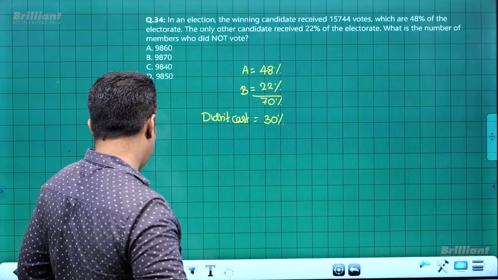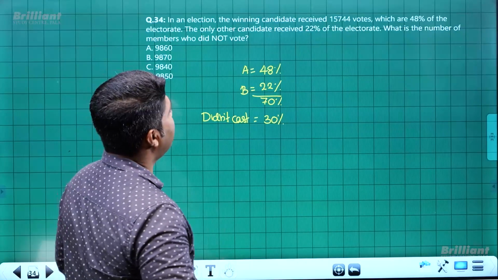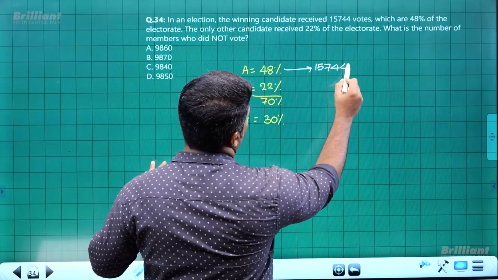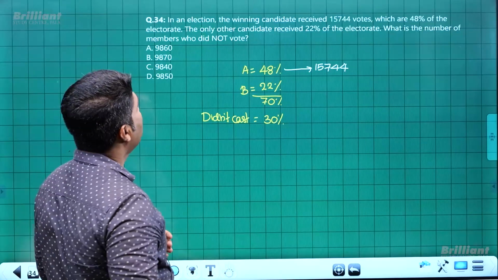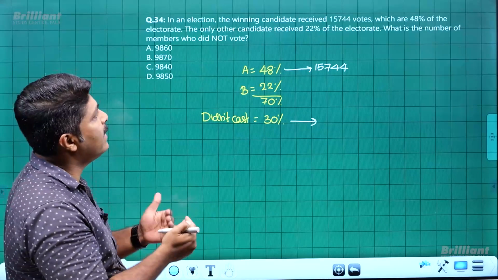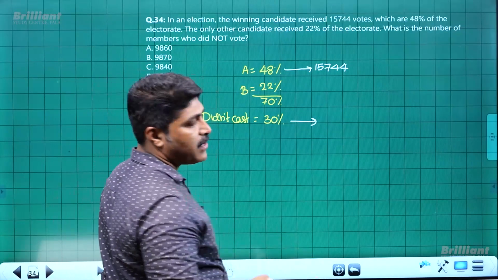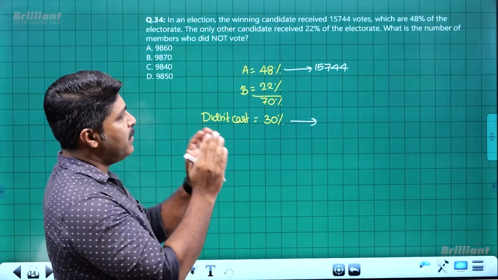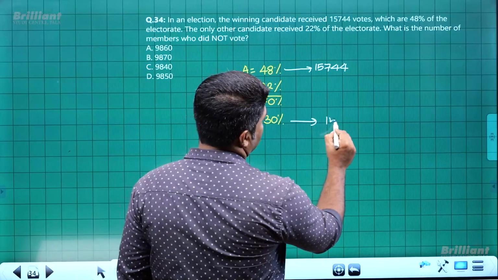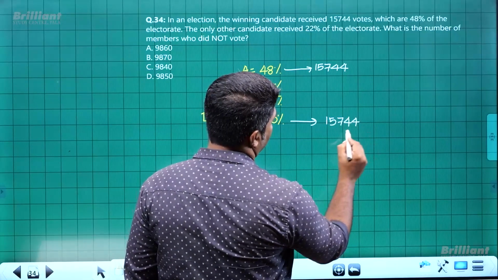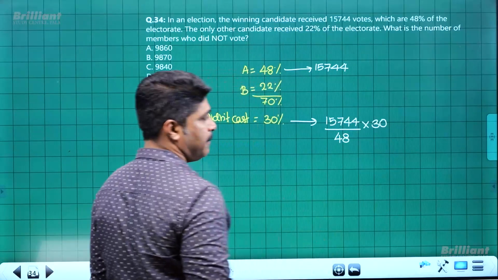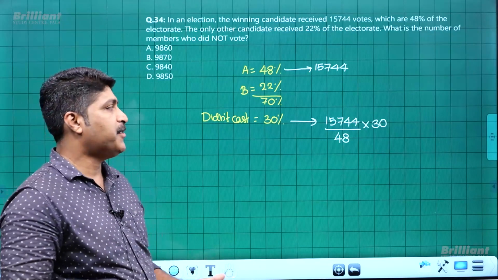How can we connect it? It's a unitary type of approach. It is given that this winning candidate received 15,744 votes. Then we are going to find out the number of votes in this region, that means the number of votes not cast in the election. So how to do it? It's a direct unitary method. As 48 is representing 15,744, then 30 represents. So directly do the operation like this: 15,744 by 48 into 30. Correct. So you have to do the simplification here.